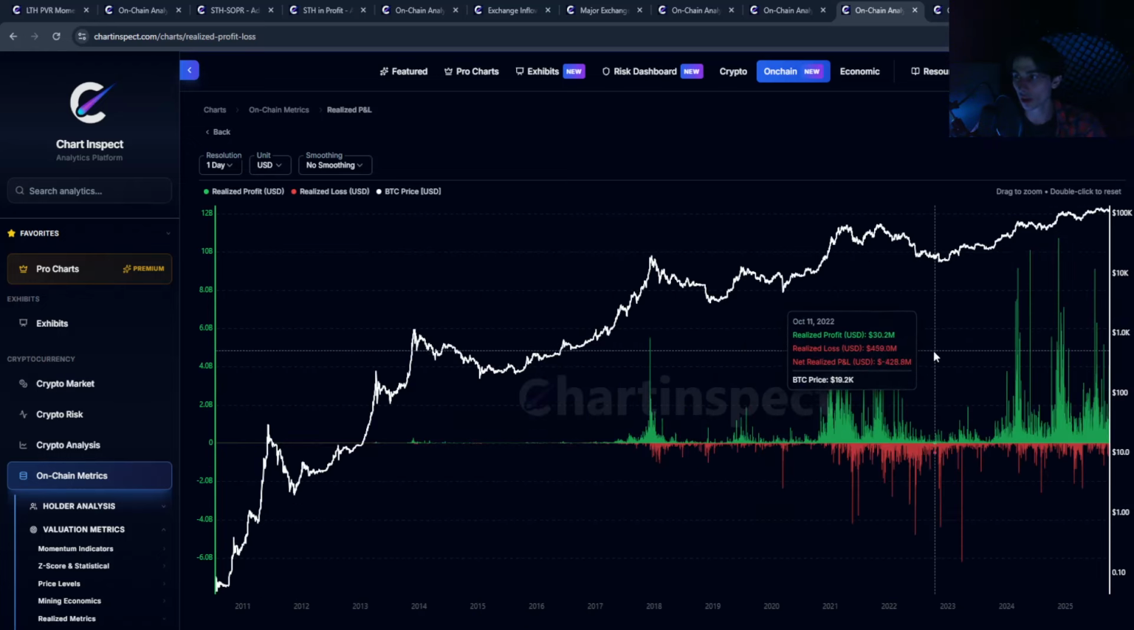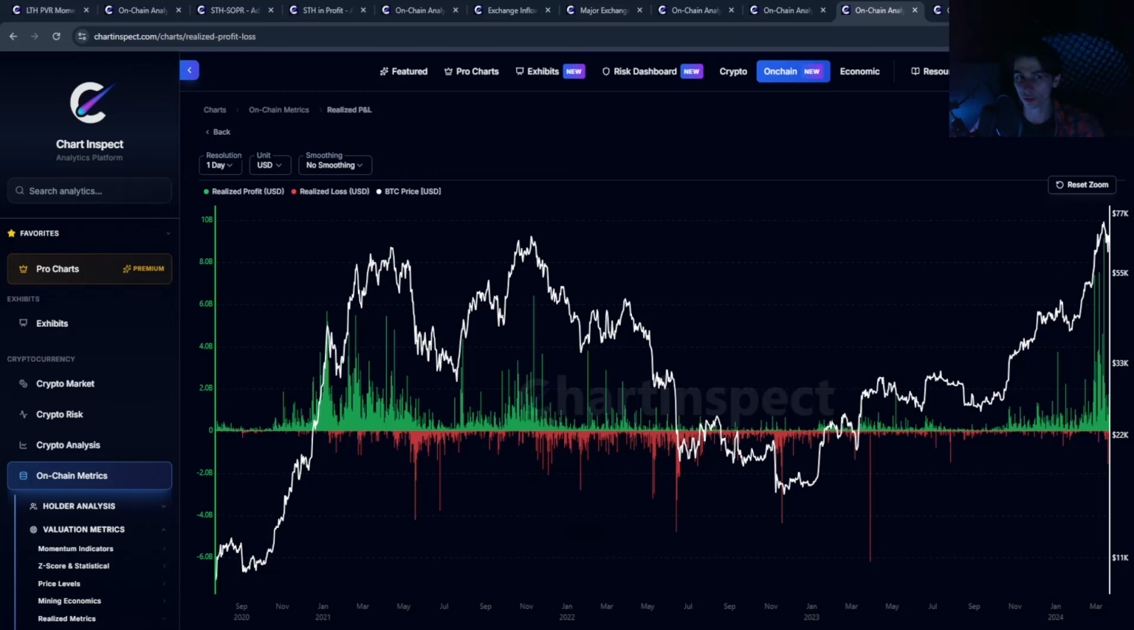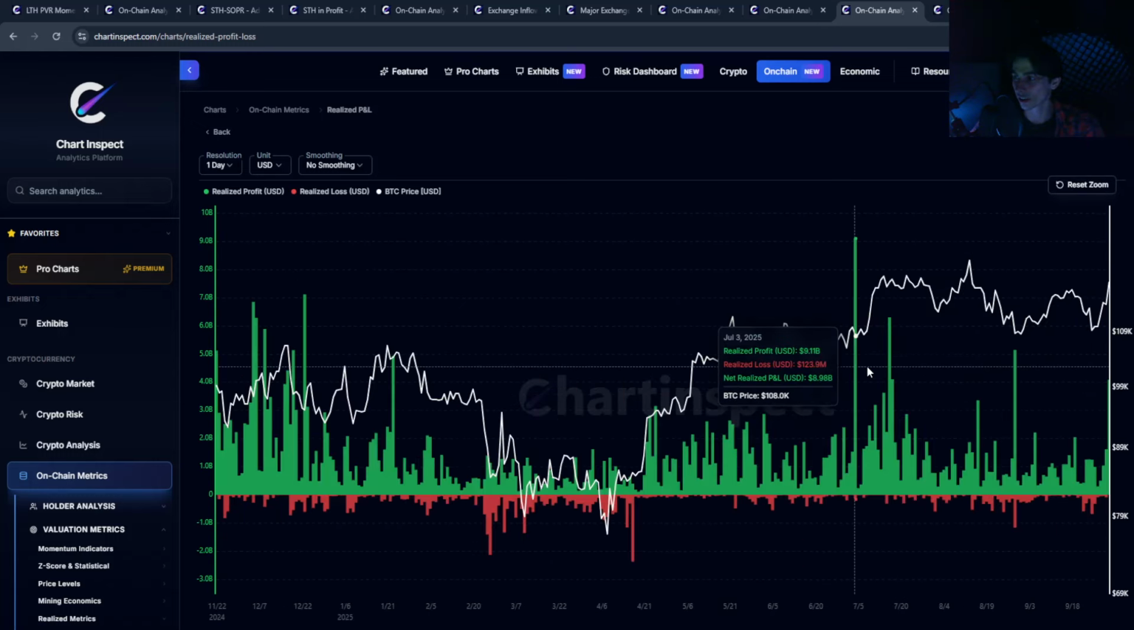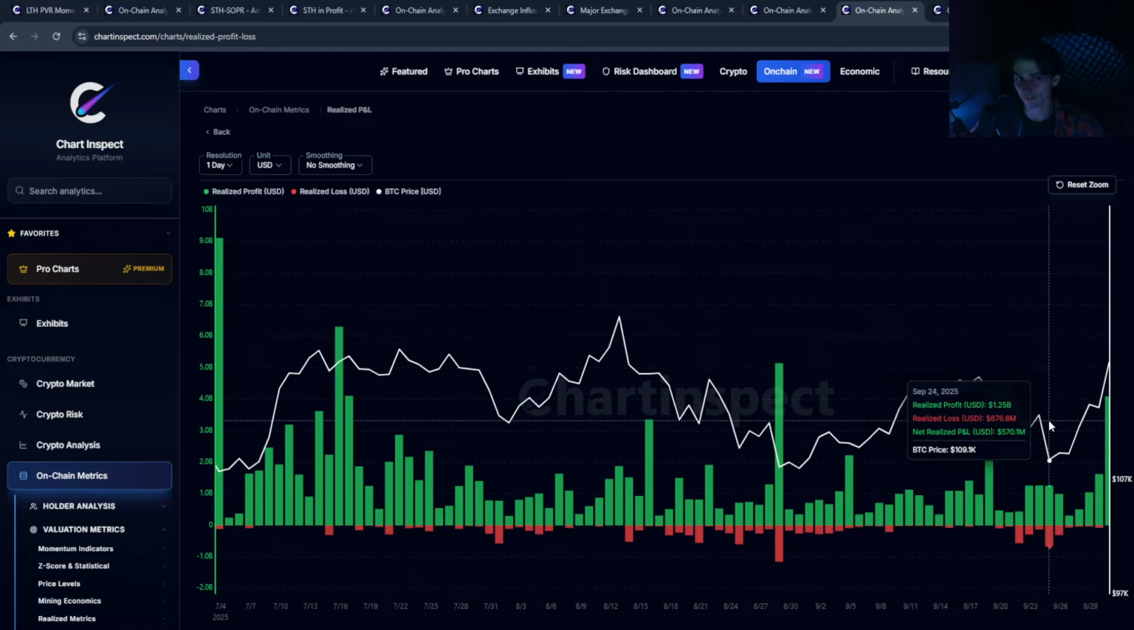So in 2022, we actually saw major realized losses, especially when we went down from around 48 to this drop to 15 here. We saw around 4 to 6 billion multiple times in realized losses. People were trading their coins for a much lower price than what they originally had bought. People were capitulating, selling at massive losses, basically giving up. Today, this past weekend, we only saw 800 million in realized losses. That's basically nothing.